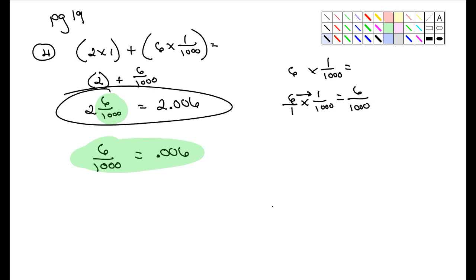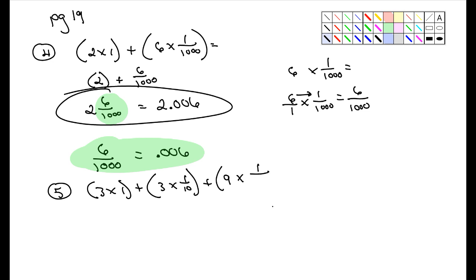How about, let's see here. Everybody, let's look at number, that was number 4. Let's look at number 5. And so number 5 is 3 times 1 in parentheses plus 3 times 1/10 plus 9 times 1 over 1,000. All right. Let me see here.